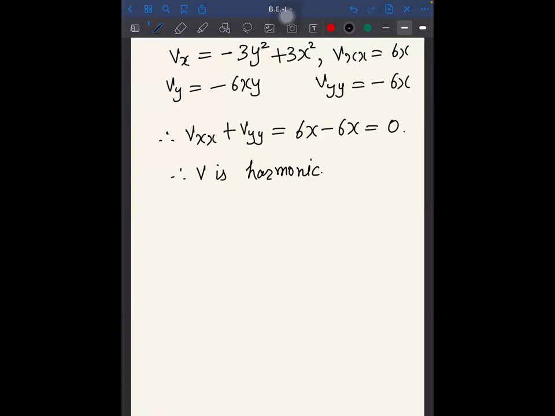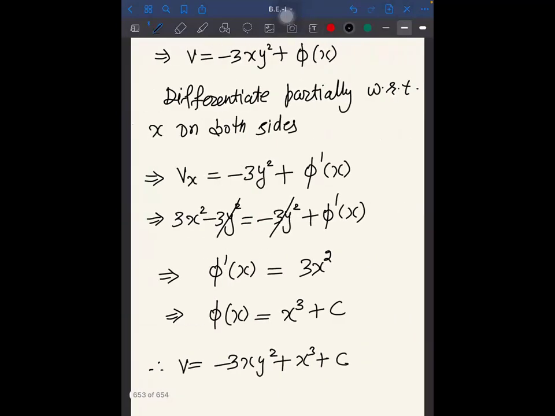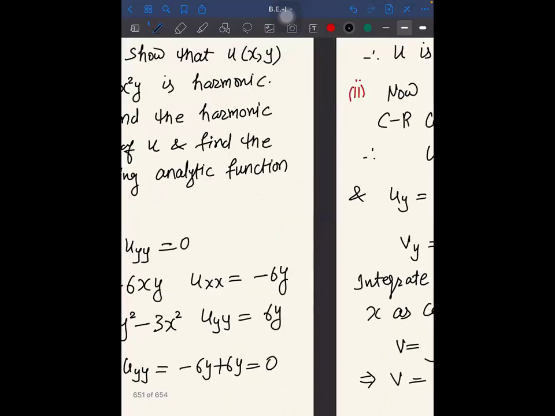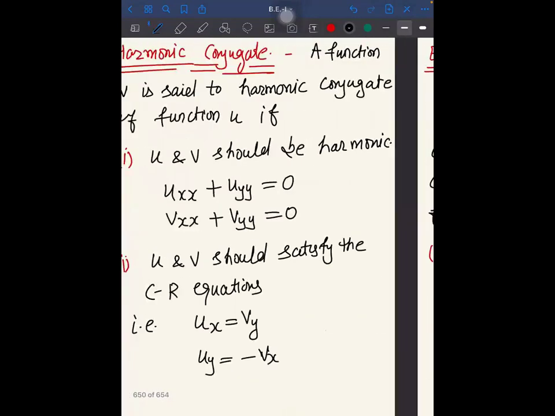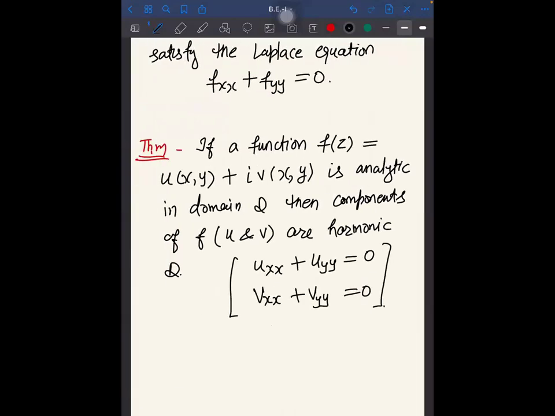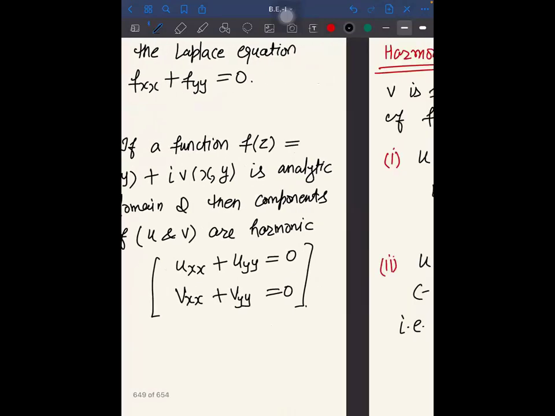Okay, so remaining, you want to find out that f(z), which will be an analytic function, having u and v as the component harmonic conjugates of each other. So we know that this f(z) will be nothing but u(x,y) plus iota v(x,y). Why? Because of this theorem. This theorem states that your f(z) will be analytic if these components are harmonic and they satisfy the CR conditions as well.